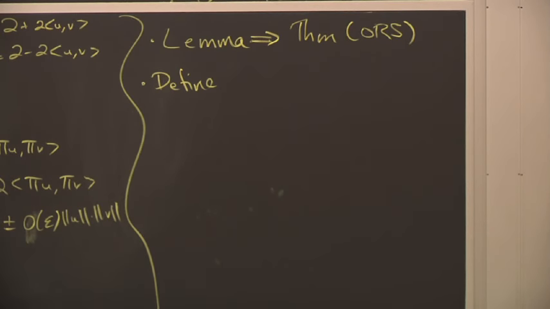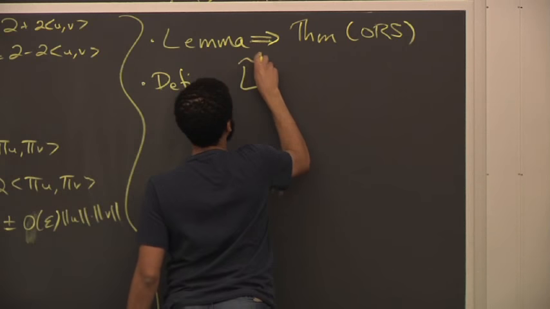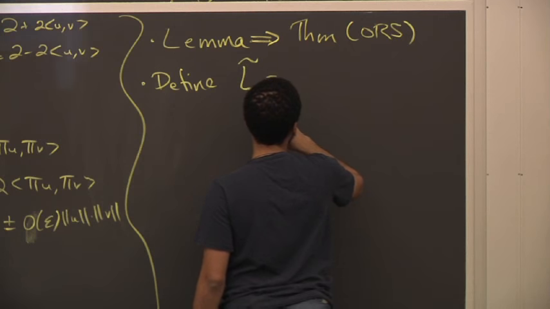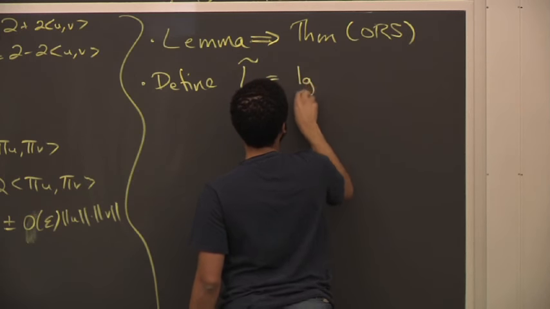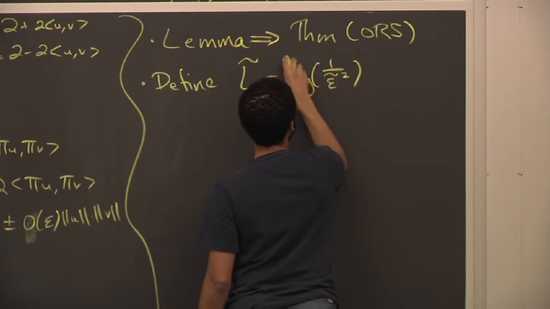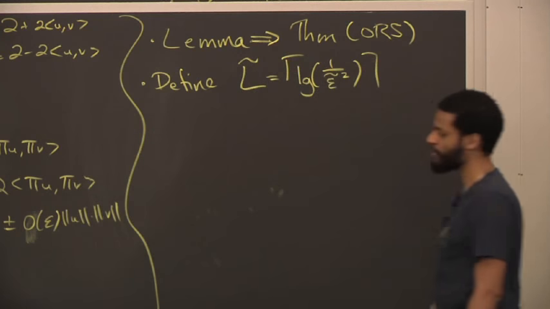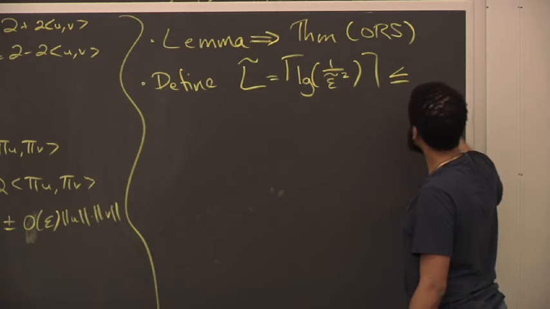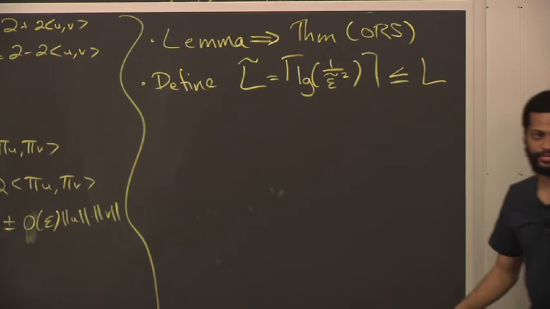I'm going to define L tilde, which is basically log of 1 over epsilon tilde squared. Okay. Which, by the way, the interesting case is when this is less than L.